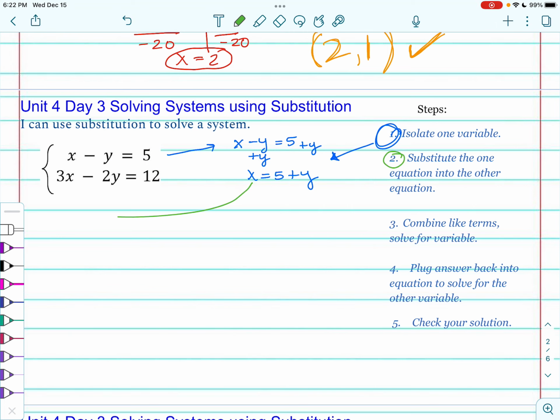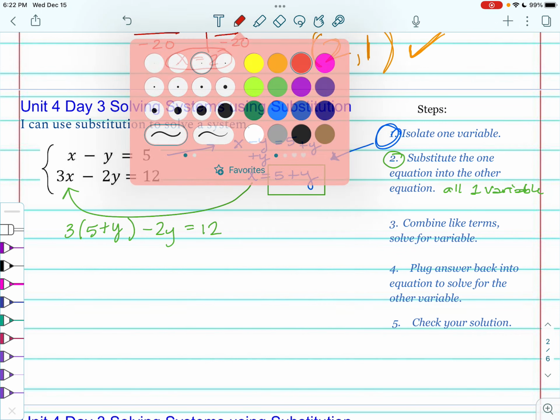So now I'm going to take this x and plug it in right here. And instead of x, I'm going to use what it equals, which is 5 plus y. So step 2, I'm going to take 3, and instead of x, I'm going to write 5 plus y, less 2y equals 12. Okay, remember this has to be all one variable. Okay, and as you can see, it's all y's for me right now.